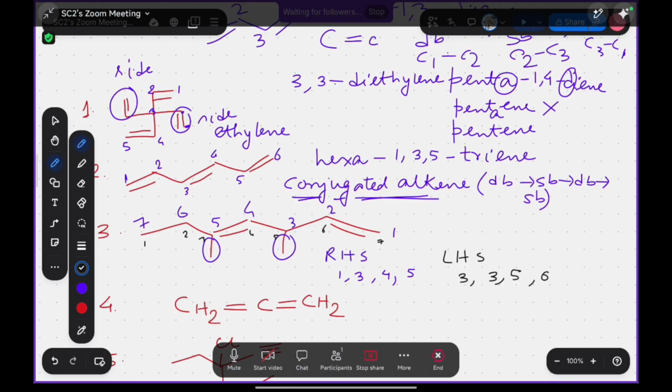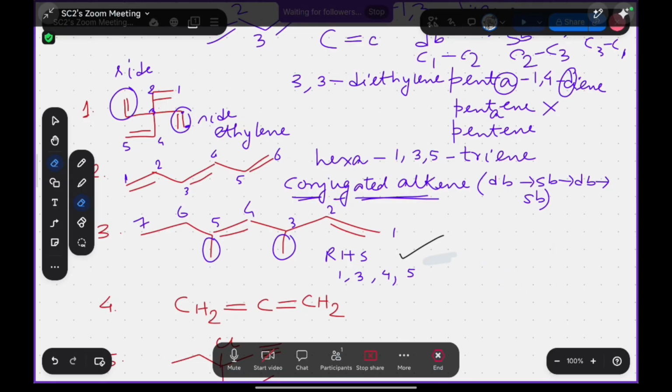So according to the lowest locant rule, the left hand side is the wrong one, the right hand side is the correct one, right? Because in the left hand side, we are getting the higher locant. We need to give lower locants to not only the double bond but also to the side chains. So the left hand side is the wrong one and the right hand side is the correct one.